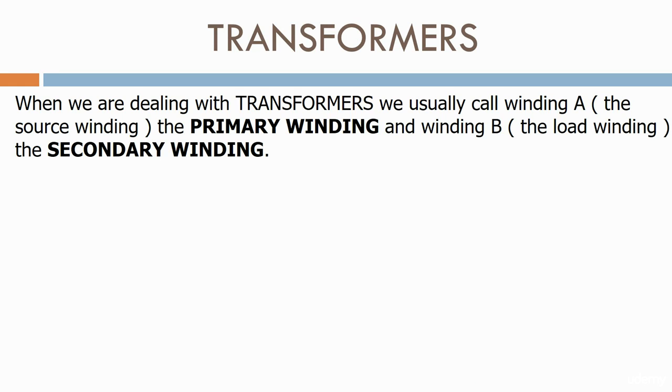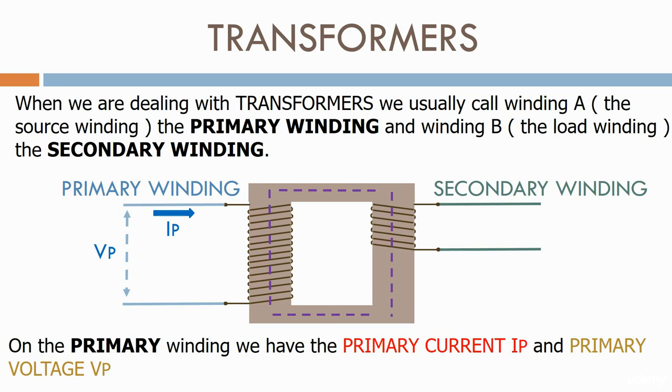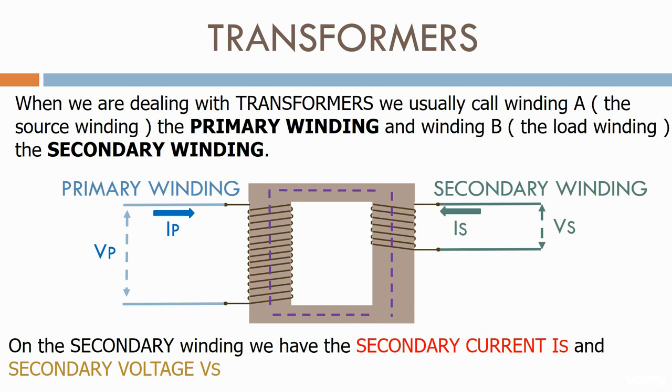Note that for the transformer rating, we do not consider any power factor. When we are dealing with transformers, we usually call winding A the source winding, the primary winding, and winding B the load winding, the secondary winding. So here we have the transformer from before. On the primary winding, we have the primary current IP and primary voltage Vp. On the secondary winding, we have the secondary current Is and secondary voltage Vs.